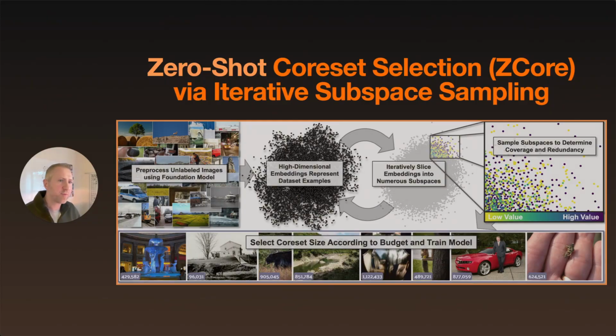So how exactly does ZCore achieve these results? Let's walk through the ZCore pipeline. We begin on the left with our raw, unlabeled data stream. Instead of expensive labeling, we use off-the-shelf foundation models to project these images into a high-dimensional embedding space. Our core innovation is the iterative subspace sampling loop. We first slice embeddings into smaller, manageable subspaces. We then sample these subspaces to mathematically score every image, and we unify submodular coverage rewards and redundancy penalties into a single objective that's solved across all subspaces. As you can see in the value map, we identify and prune the redundant low-value data, the yellow points, and prioritize the high-value data, the purple points, that provide the best coverage for your model's specific training budget.